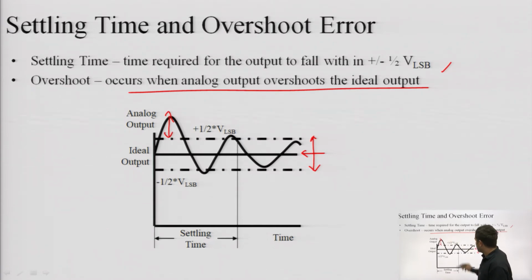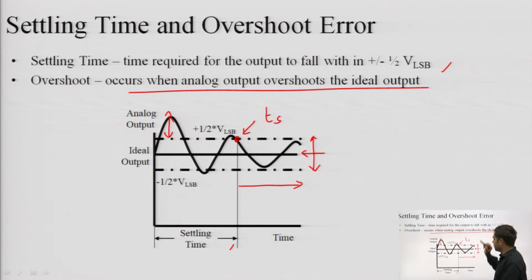Okay. So till that time it is considered settling time, because from this point onwards we can say that the output is within plus minus half of LSB. Okay. So from here onwards output is plus minus half of LSB. That's why this point of time is termed as TS, settling time. Okay.